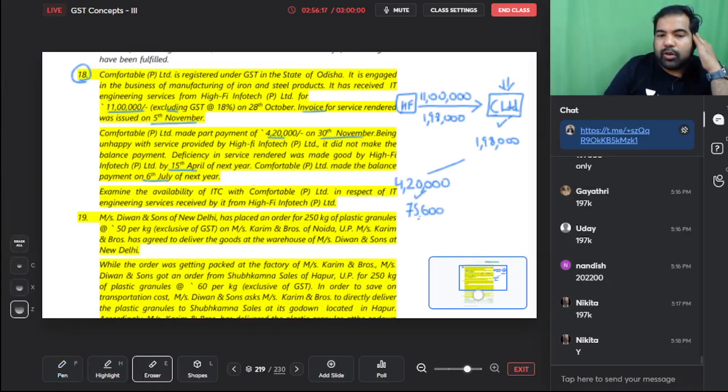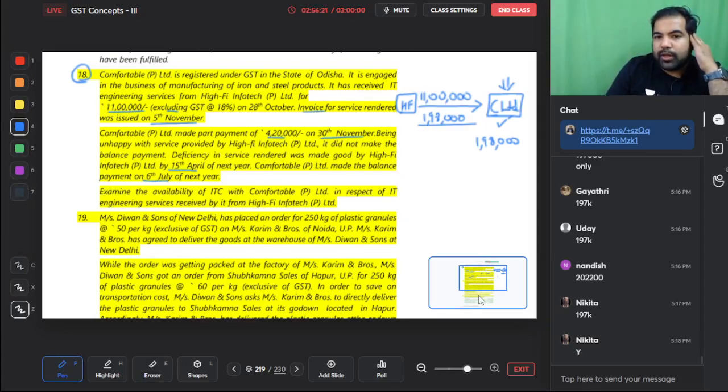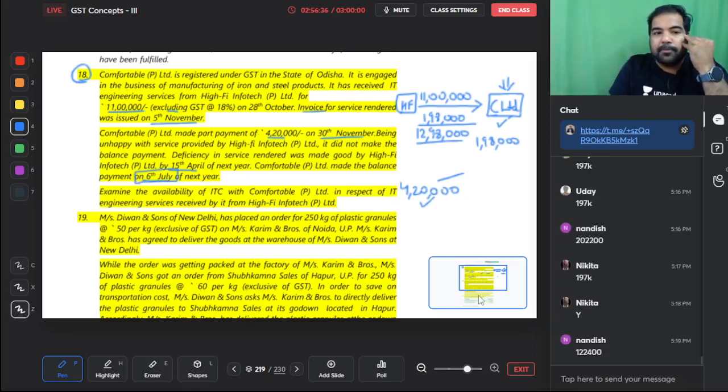But the balance you cannot take, so I'll tell you how to calculate this. The total payment you had to make was 12,98,000. Out of 12,98,000 you made a payment of 4,20,000. So in that proportion you will get GST, but the balance you paid on 6th July. 6th July means after 180 days. From November, December, January, February, March, April, May. In May 6 months gets over, so 180 days gets over.